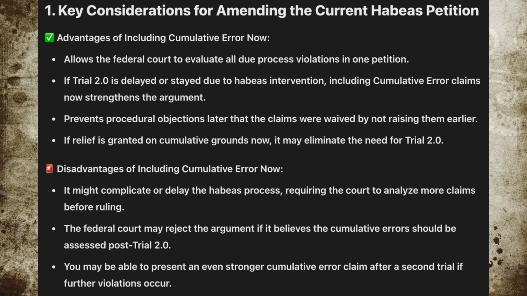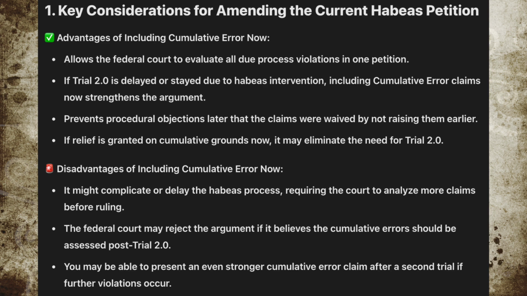We talked about that in yesterday's video. It's a very real outcome that the federal court could dismiss with prejudice all 3 of the charges. So what are the disadvantages of doing it now? Firstly, it might delay the habeas process, requiring the court to analyse more claims before ruling, or as I said, exponentially increasing the size of the case.